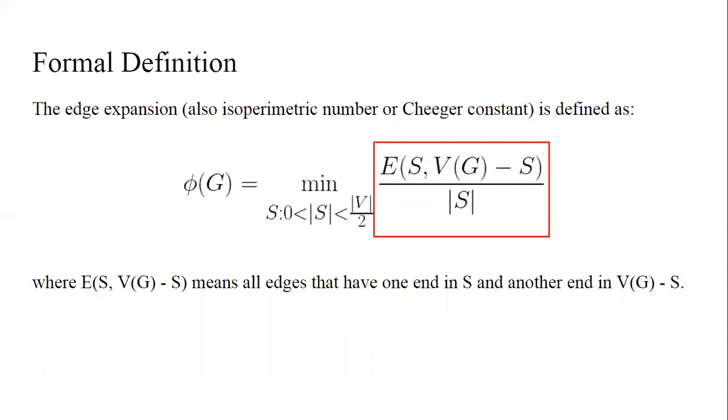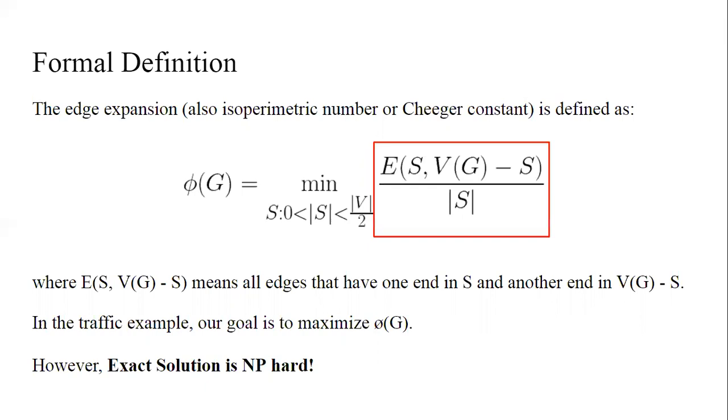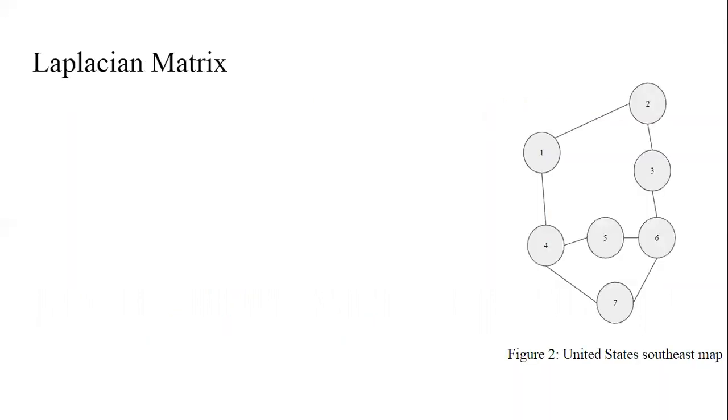Obviously, in the traffic example, in order to make the whole traffic system stable, we want to maximize Φ(G). However, the bad news is that the exact solution of calculating Φ(G) is NP-hard. But instead of calculating the exact value, we can have a bound for edge expansion. But before talking about the algorithm, I want to introduce the Laplacian matrix.